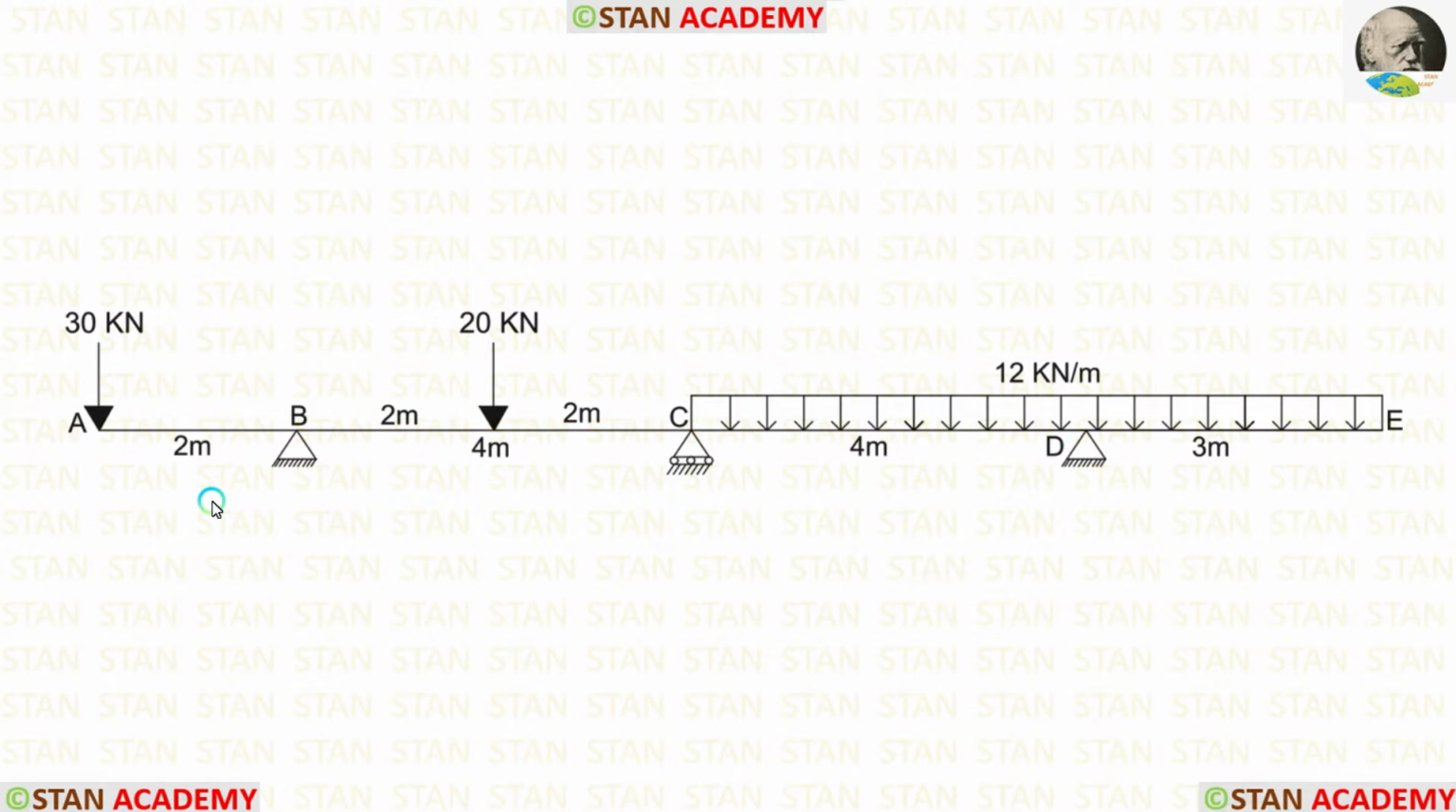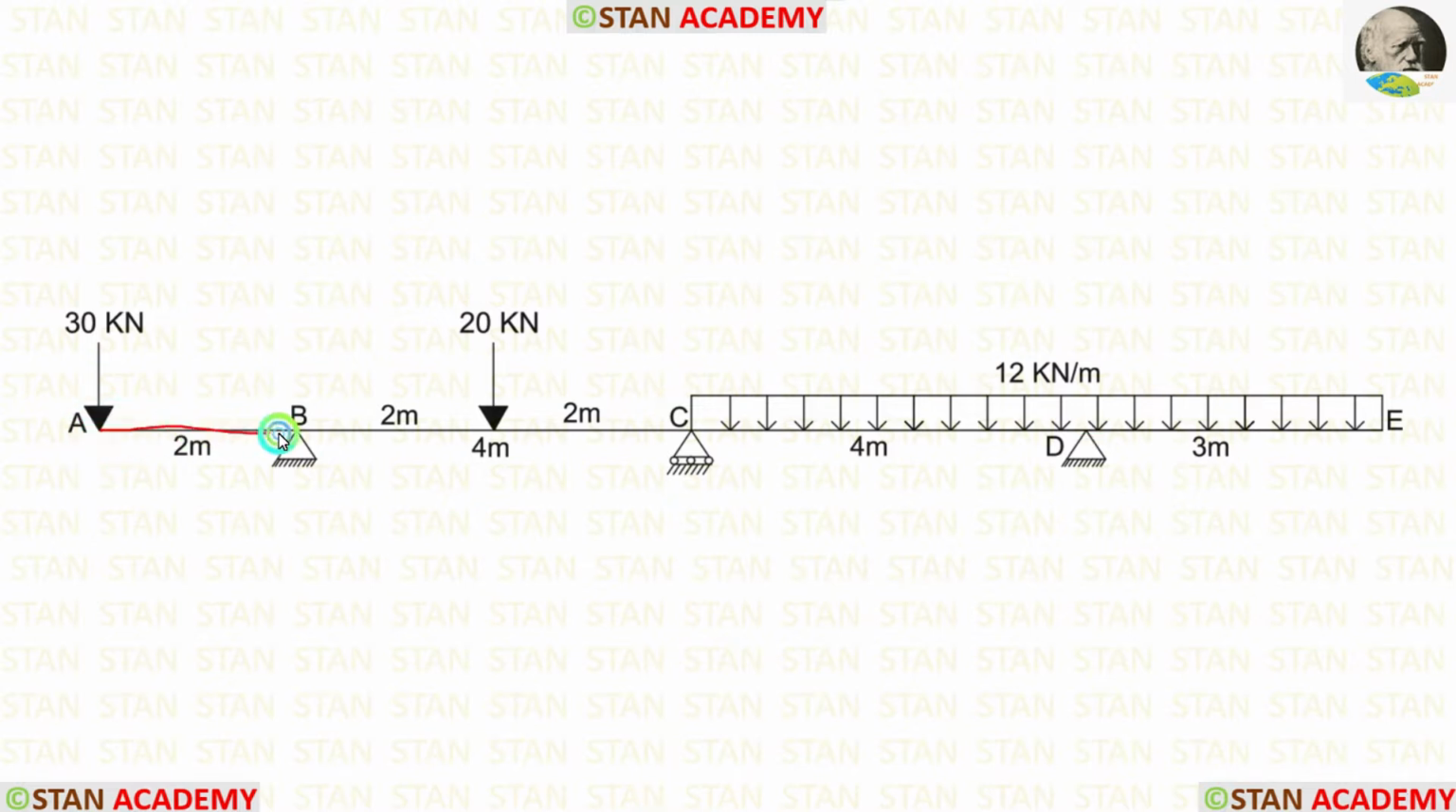Also, there are two overhanging spans. On the left side, we have an overhanging span AB. On the right side, we have an overhanging span DE. So we have overhanging on both of the sides.